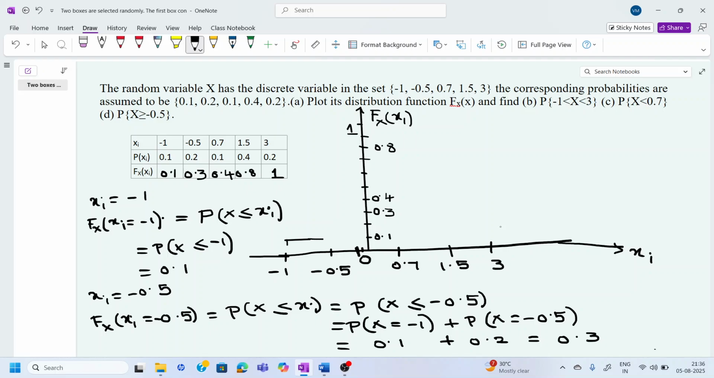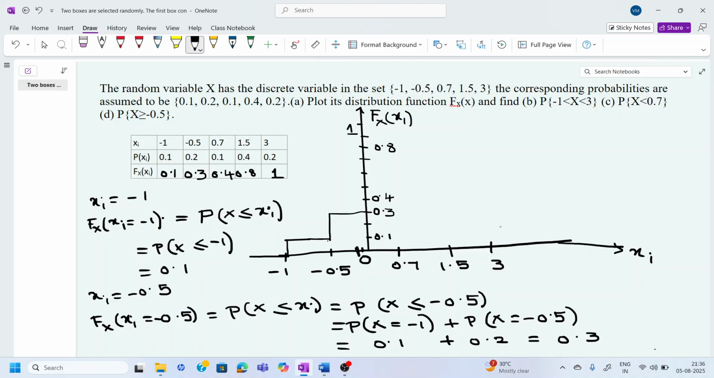So at xi is equal to minus 1, it is taking 0.1. Next, at xi is equal to minus 0.5, fx of xi value is 0.3. So there will be a sudden jump. At xi is equal to minus 0.5, it will jump to 0.3.